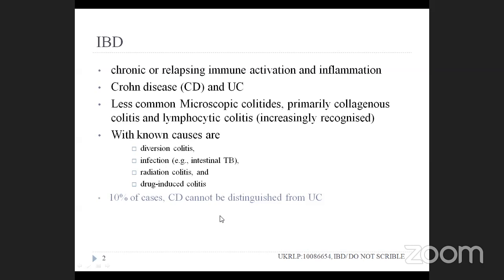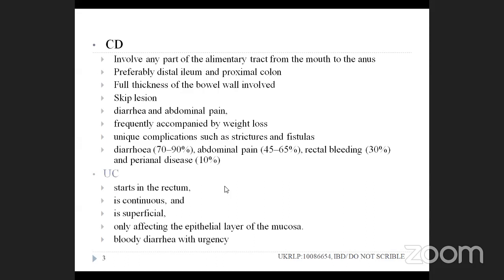And going on to the next slide. Okay, so this slide gives you an overall picture about Crohn's disease and ulcerative colitis. In general, Crohn's disease can involve any part of the intestinal tract, starting from the mouth to the anus. It can affect any part of the intestine, but the preferable site of involvement is the distal ileum or terminal ileum and the proximal colon.